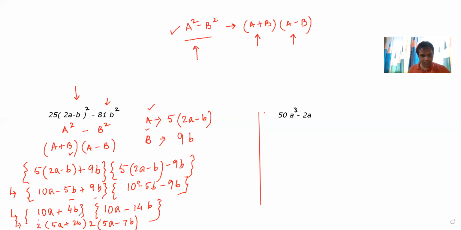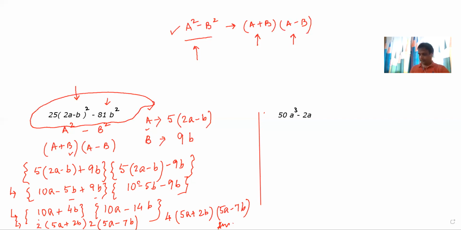What are the three factors? 2 and 2, 4. 4 is one factor. 5a plus 2b is another factor. And the third factor is 5a minus 7b. And this is the final answer. These are the three factors of this algebraic expression. Hope you could understand what I have done, but just to give you more clarity, let's do one more and try to find out whether this question has a square minus b square or not. This is what we have to continue to do.